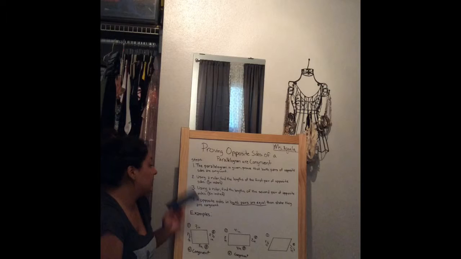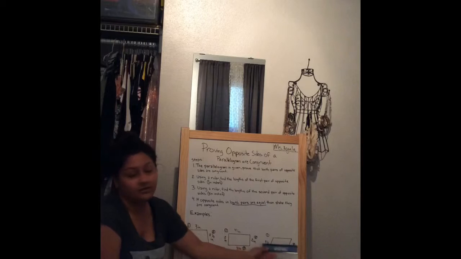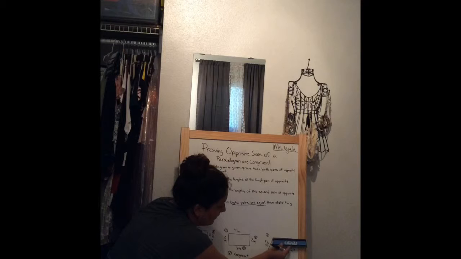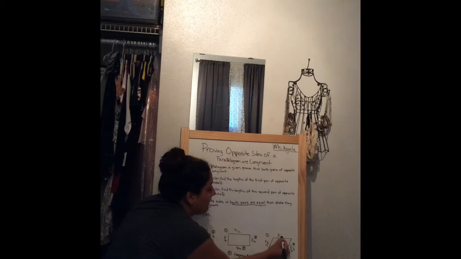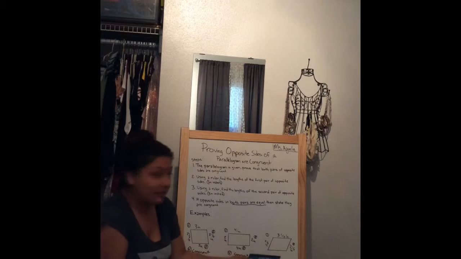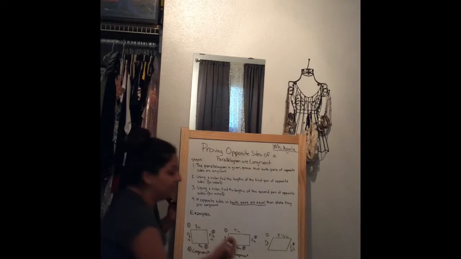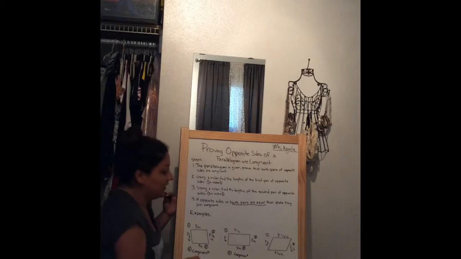Now step 3. Using a ruler, find the lengths of the second pair of opposite sides. So let's start with our top side. Okay, so that's going to come out to 3.5 inches. Let's measure our bottom side. Okay, that also came out to 3.5 inches. And label step 3.